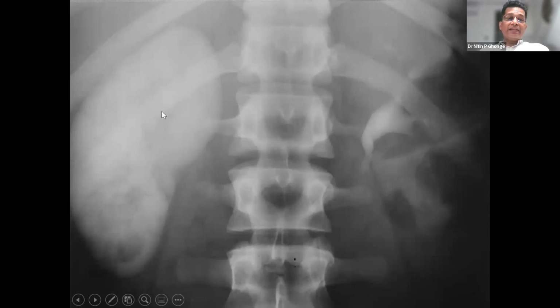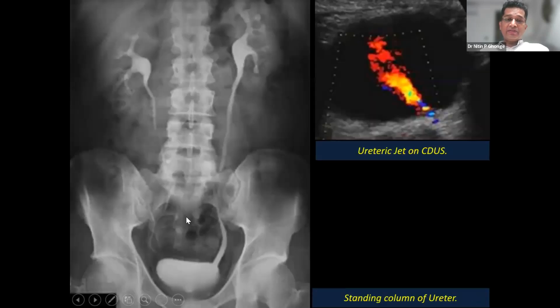While on the right side, we can see the contrast has not been excreted into the urinary system and is still in the nephrographic phase. So this is an appearance called dense persistent nephrogram on the right side, which is an abnormality and usually suggests distal ureteric obstruction, dense persistent nephrogram.